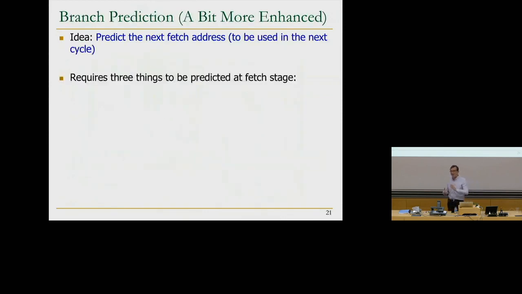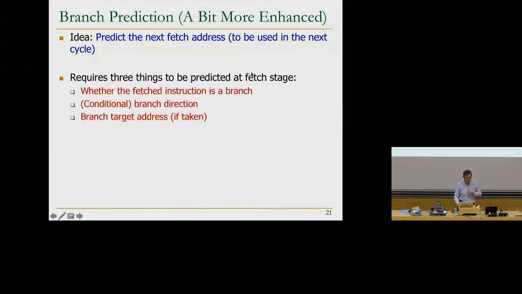Okay, so let's do a little bit more enhanced branch prediction right now. I've given you one particular way of doing branch prediction, and we're trying to predict the next fetch address. This actually requires 3 things to be predicted in the fetch stage, not just one thing. Whether the fetched instruction is a branch, if it's a branch, what is the direction of the branch? And this matters for conditional branches. And if the branch is taken, what is the target address? So if the branch is taken, you need to know all of this, basically.